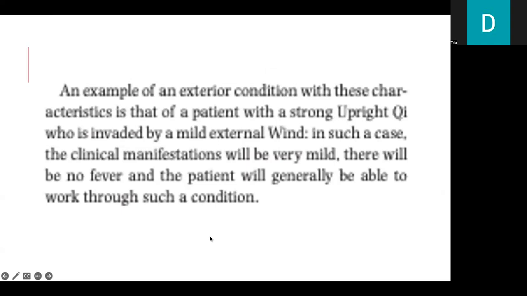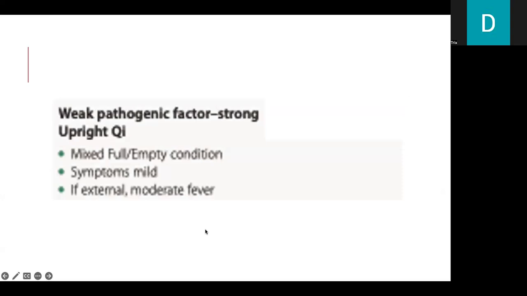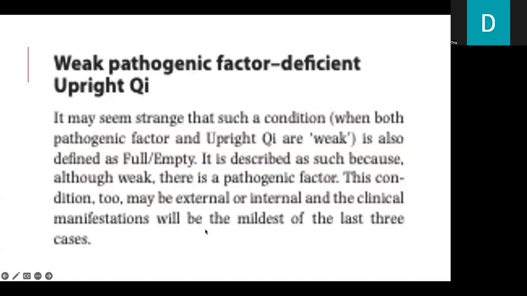An example of an interior condition with weak pathogenic factor and strong upright chi is that of a patient suffering from a mild condition of dampness but with a strong upright chi. In this case, too, the clinical manifestations will be mild. In a weak pathogenic factor, strong upright chi mixed full condition, symptoms are mild. If external, there will be moderate fever.